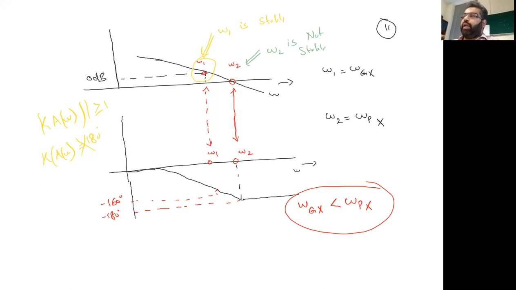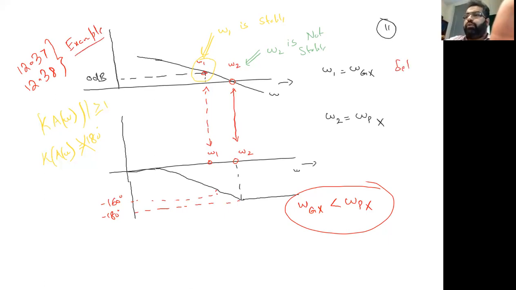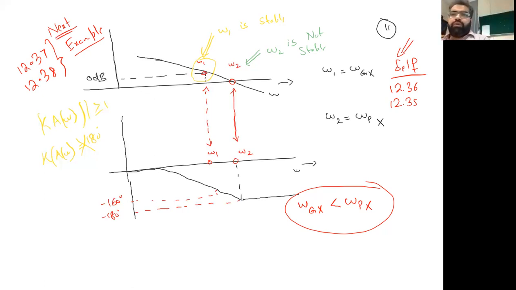Next time, we'll do example 12.37 and example 12.38 to clarify these points further. But I would like all of you to do some examples on your own to have a clear picture, such as examples 12.36 and 12.35. We will discuss these in the next lecture. In the next lecture, we are also going to have our quiz.